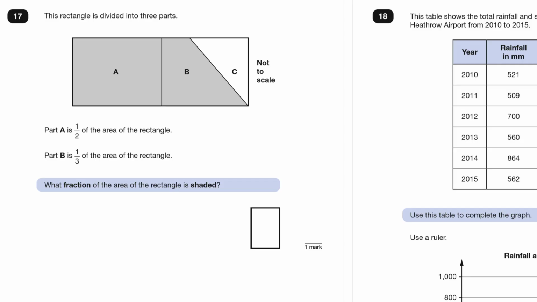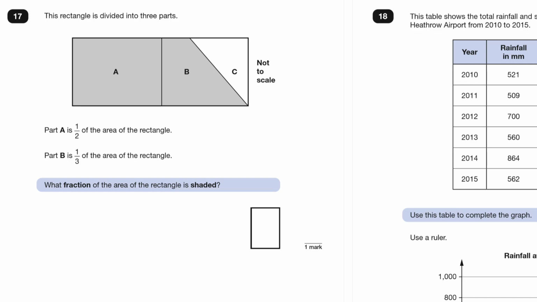Question 17. This rectangle is divided into 3 parts. So you can see we have a rectangle. There is a line that looks like it's down the middle with A. And then in the other section, we've got a corner cut off. We've got B and C. So 3 sections all shaded within 1 rectangle. Part A is half of the rectangle. Part B is 1/3 of the area of the rectangle. What fraction of the area of the rectangle is shaded?